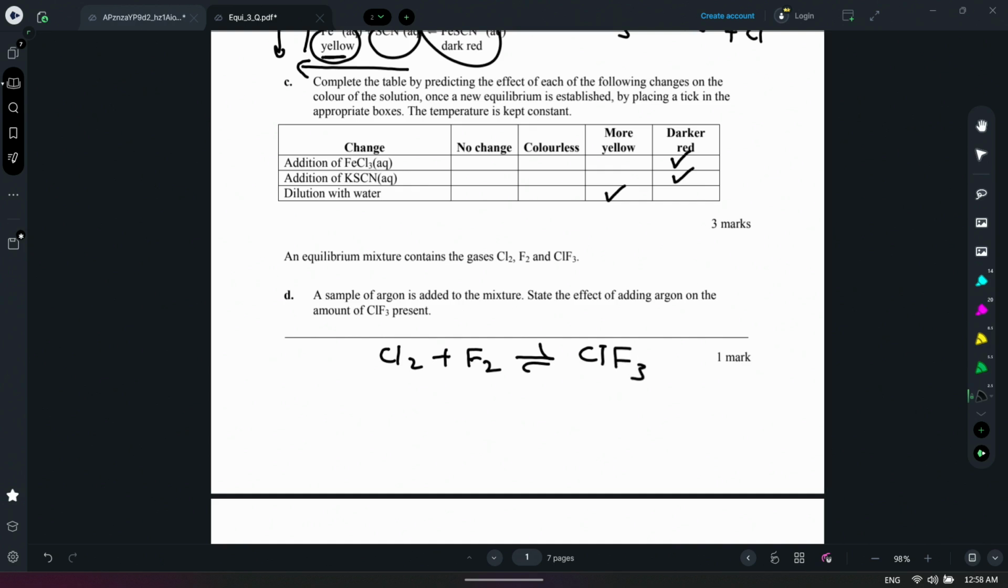ClF3, ClF3. Make sure you balance this equation. So this is 2, this is 3, right? Now, in this case, what are we doing?